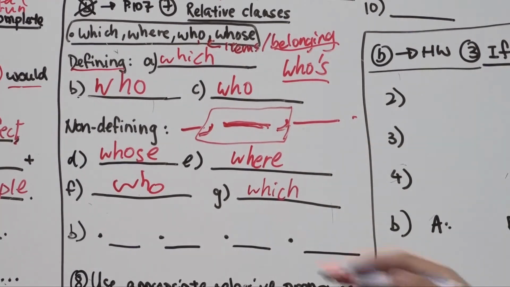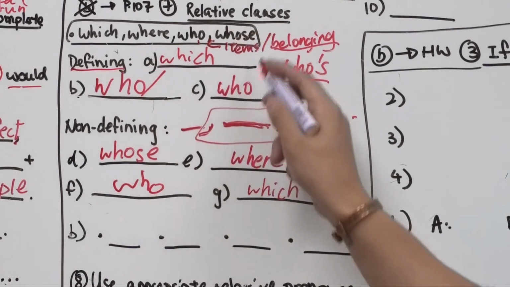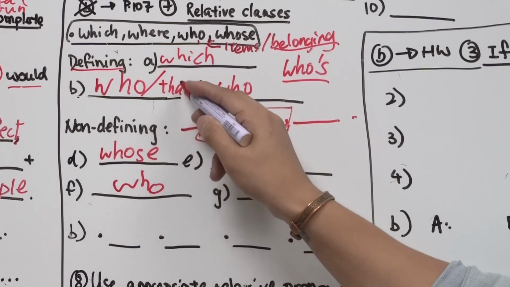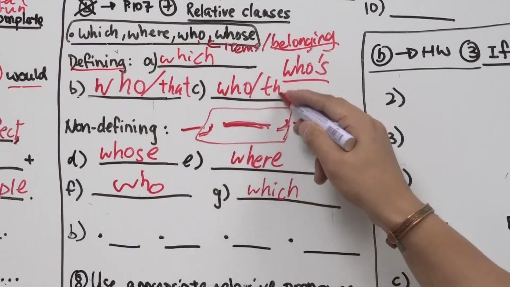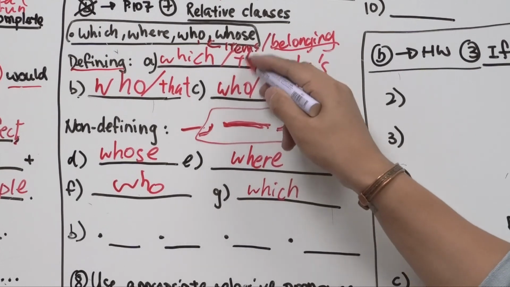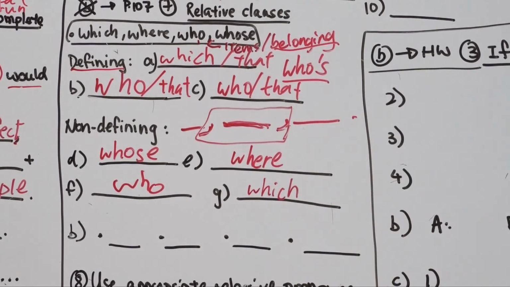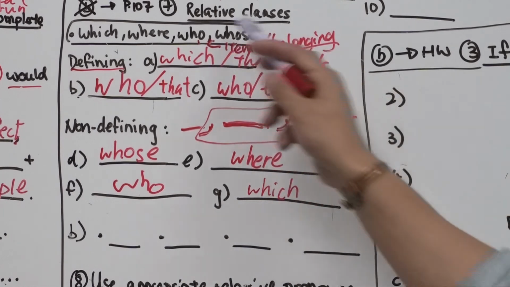commas. Also for defining, we can change all of this to that. We can change all of it to that. Even here. Right? Try to read it with the word that instead of which, who, and whom. Try to read it. I like films that are about aliens. Tom Cruise is the actor that I admire most. The man that I wanted to see was on holiday. You see, we can change all of these to that.